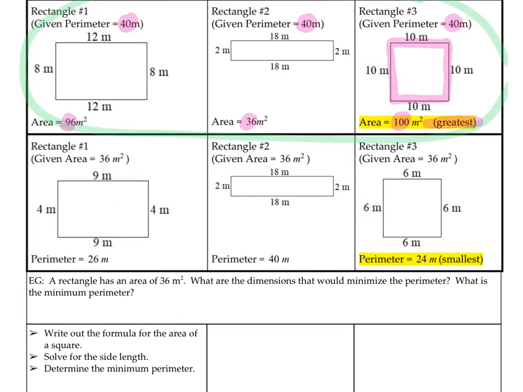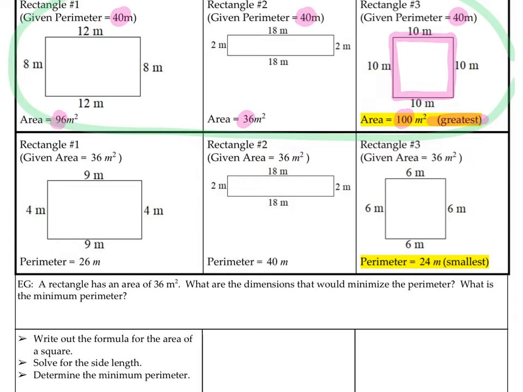And similarly, let's say that you knew what the area had to be. So now let's take a look at the bottom three boxes. Let's say that you knew that the area had to be equal to 36 meters squared. Once again, there are different rectangles that can make an area of 36. So a 9 by 4 makes an area of 36, an 18 by 2, and a 6 by 6. And even though they all have the same area, they would have different perimeters.